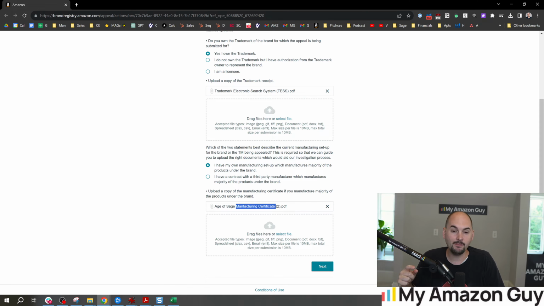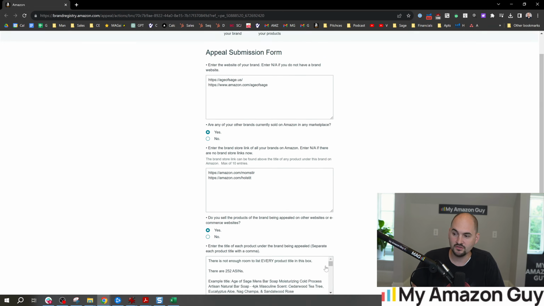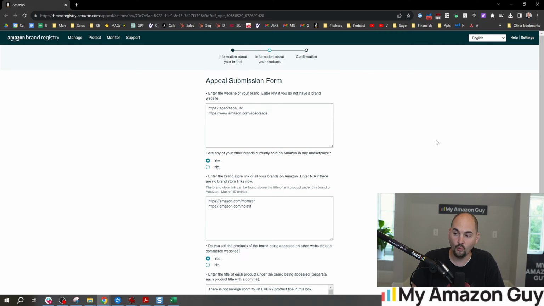The things I believe they are going to be looking for are the address, the name, the signature, and that it looks like official documentation. It's anybody's guess what they're going to classify as a manufacturing certificate, because there's no information on this whatsoever in any help file within Seller Central.